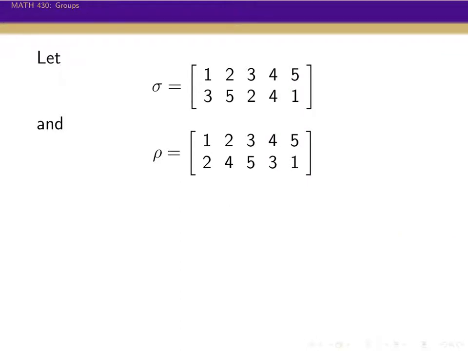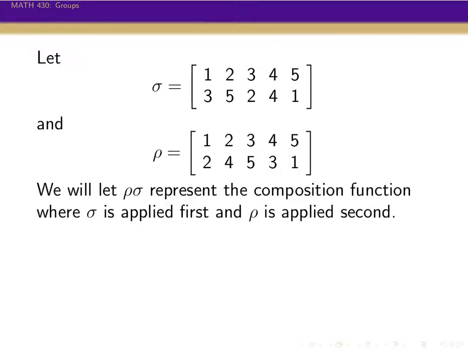Okay, so let's let sigma be the permutation we're talking about. Now let's take another permutation rho. So rho sends 1 to 2, 2 to 4, 3 to 5, 4 to 3, and 5 to 1. Well, once we have two functions, we can talk about combining them together.